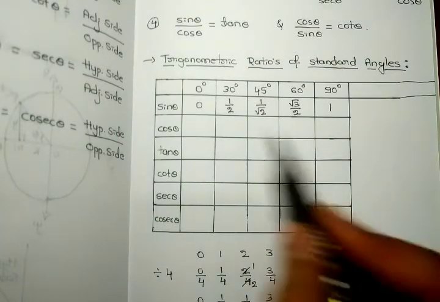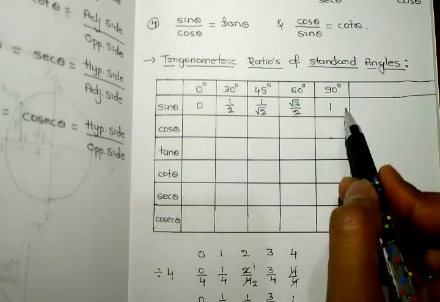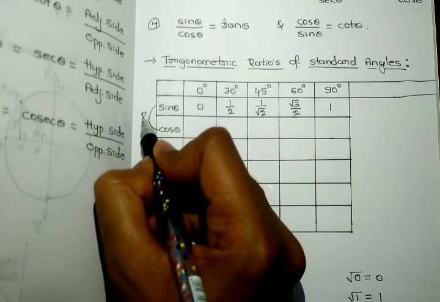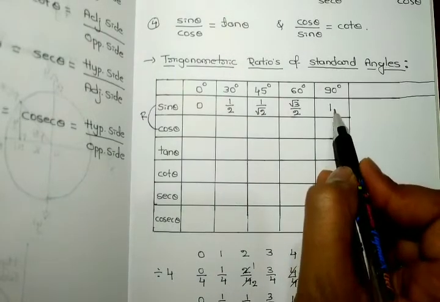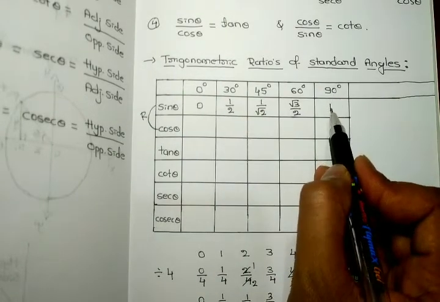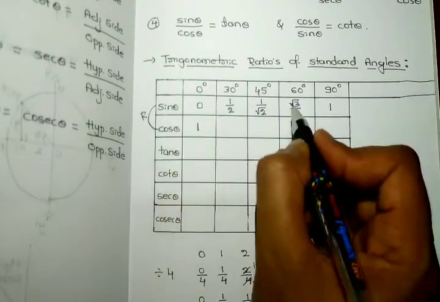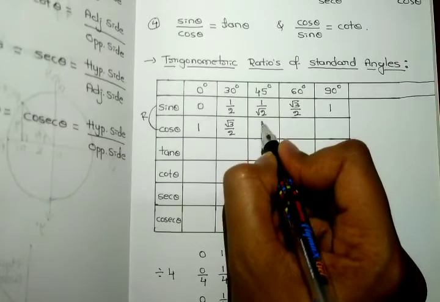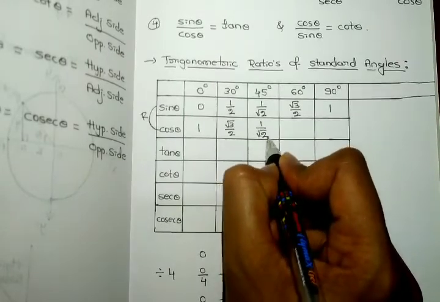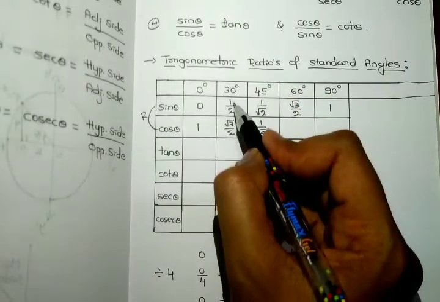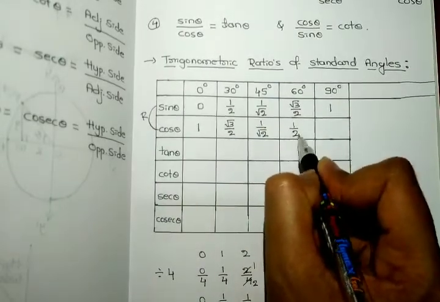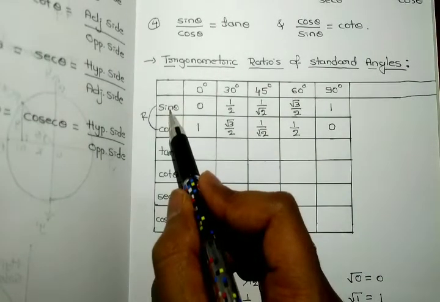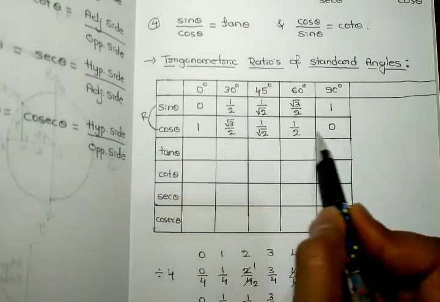So next, once you remember this sine theta value, easily you can write the cos theta, just in the reverse order. So this 90 degree value, 1, will come here first, next here root 3 divided by 2, next 1 upon root 2, next 1 upon 2, and last goes to what here? 0. So if you remember sine theta value, easily you can write what here? Cos theta.